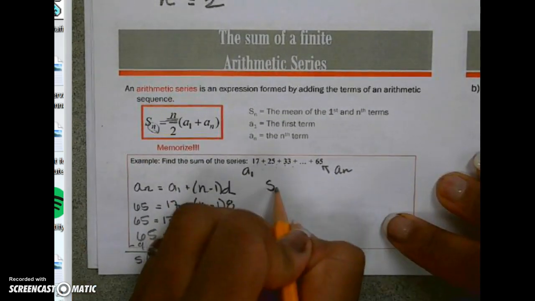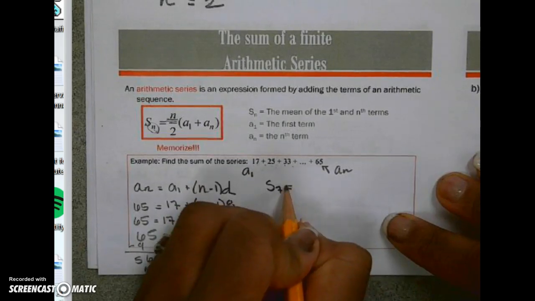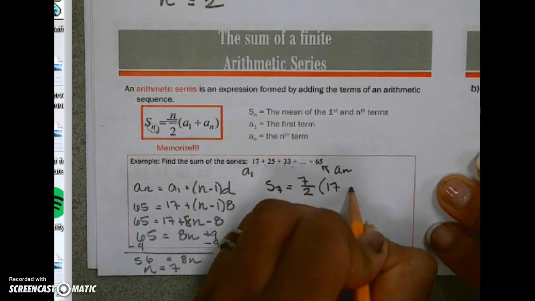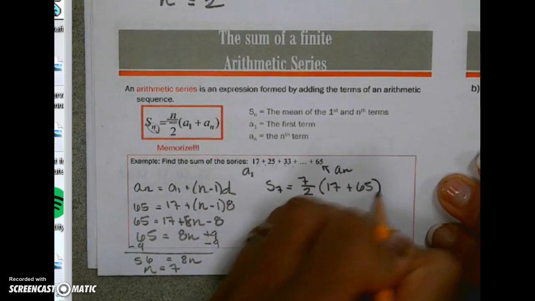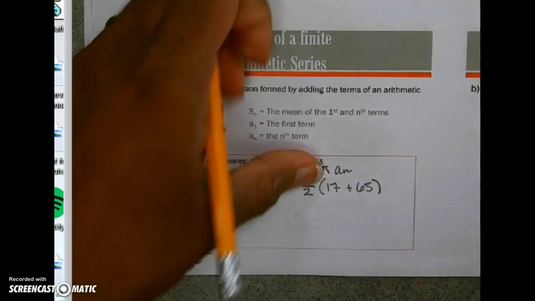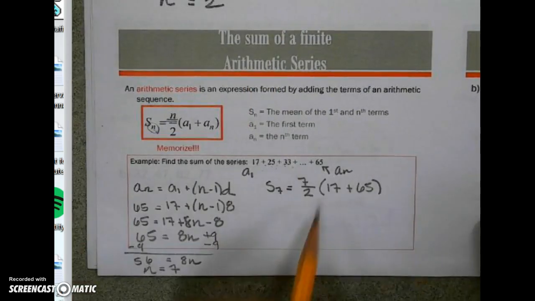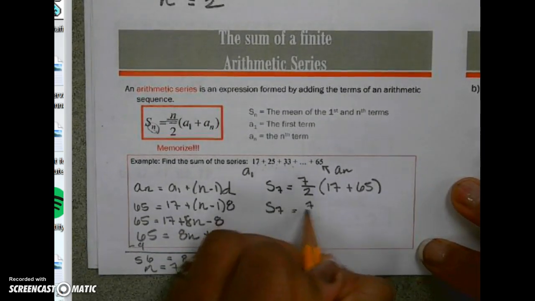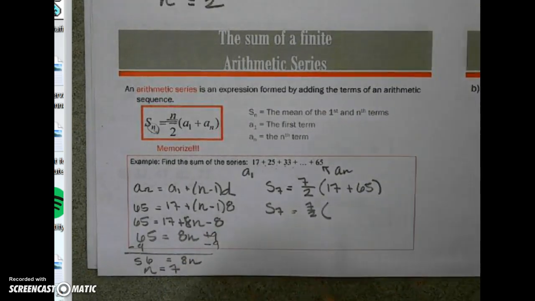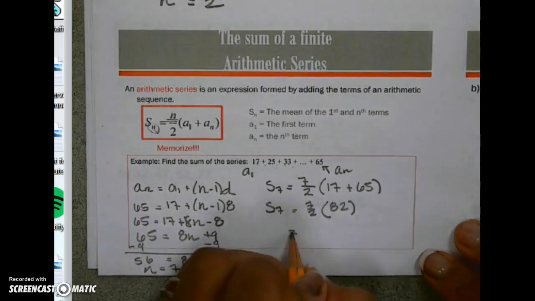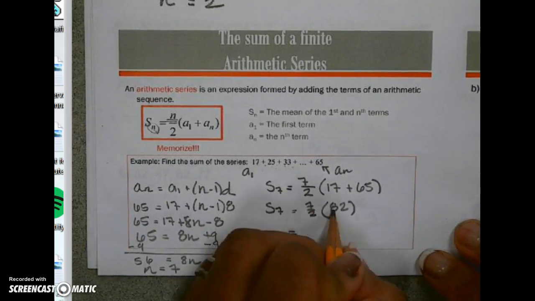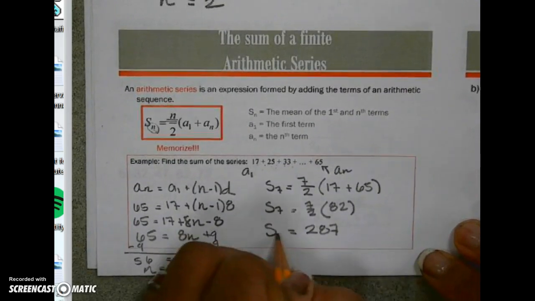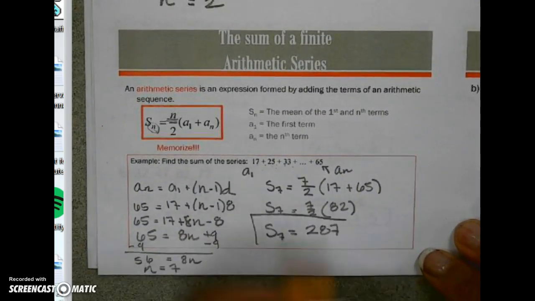So the sum of 7 terms is equal to 7 over 2 times the first term, which is 17, plus the last term, which is 65. It's basically like finding the average, but then you're multiplying by how many terms there are. So the sum of the 7 terms is 7 over 2 times 82, and when I multiply 7 times 82 and divide by 2, I get 287. So the sum of the first 7 terms is 287.